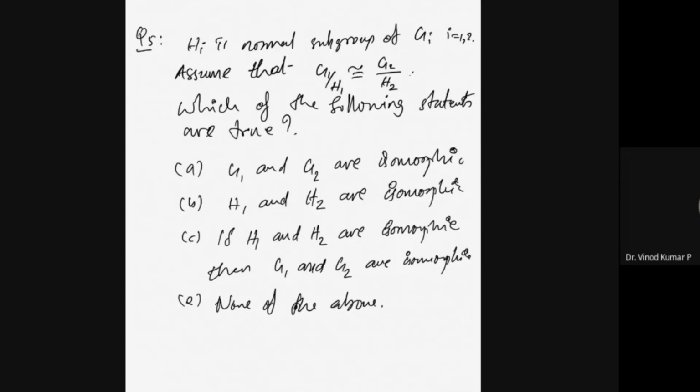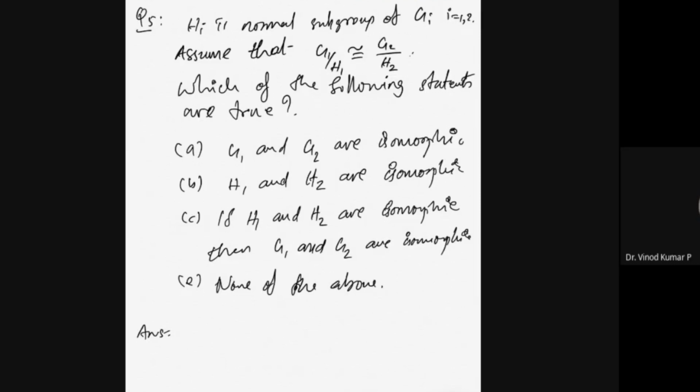Yes, some answers are coming in the chat box. Yeah, I'm seeing that. So many people are saying C. So let's try the first option. So the question is basically you are given that G1 by H1 and G2 by H2 are isomorphic, right?